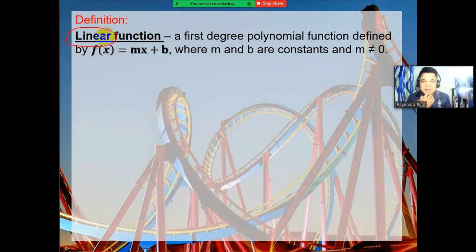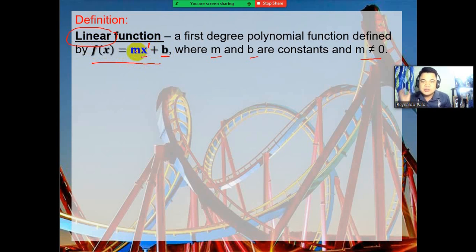For example, a first degree polynomial function is defined by f of x equals mx plus b, wherein m and b are constants and m must not be equal to 0. Why not equal to 0? Because if it is equal to 0, this variable will also become 0. So how are we going to say that this is linear? As you can see, the exponent or the degree of the term is 1, while this one is constant. That's why we call it a linear function.